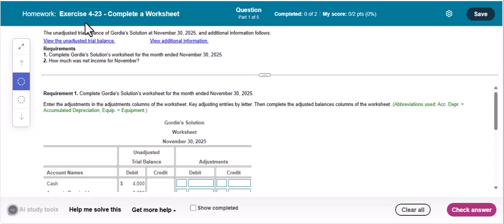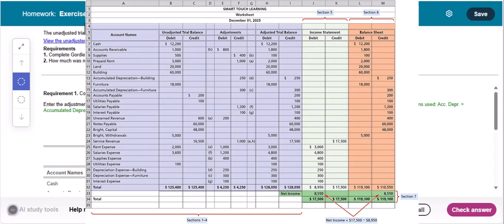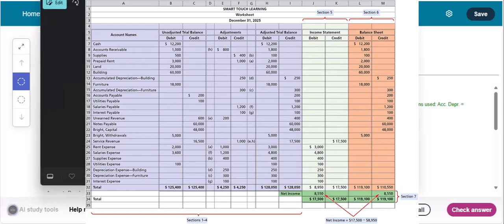Exercise 4-23, we're going to complete a worksheet. So let's review quickly from the chapter what a worksheet is. Here we have the completed worksheet for Smart Touch Learning, and the date they created this is December 31st, so it's the end of the year, and they need to do their financial statements, but before they can do that, they need to update their accounts with the adjustments in the adjustments columns.